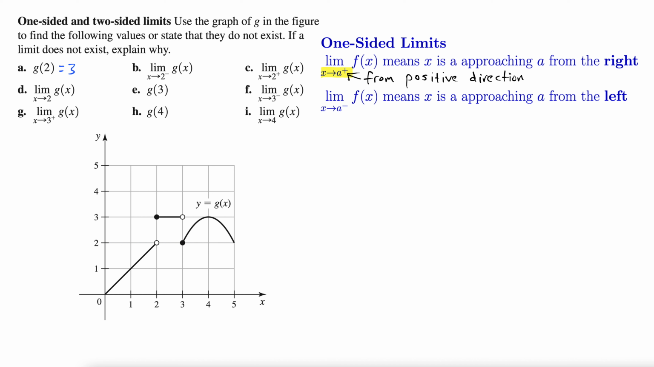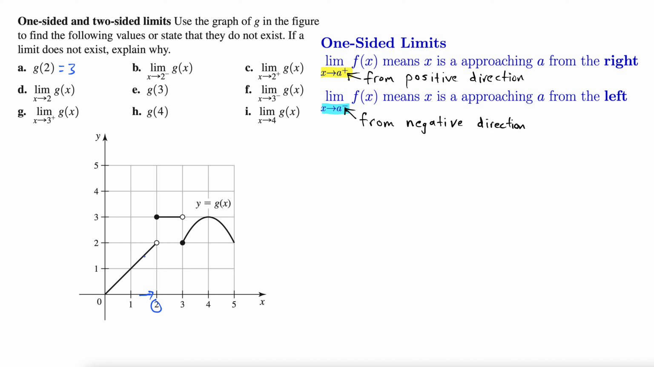Similarly, x approaches a, and then we have the negative superscript. That means we're coming in from the negative direction, or from the left. So that's just a little bit of new notation to get used to. Continuing on to part B here, we have the limit as x goes to 2 from the left of g of x.